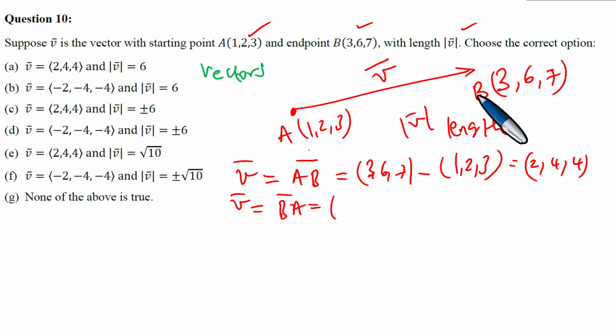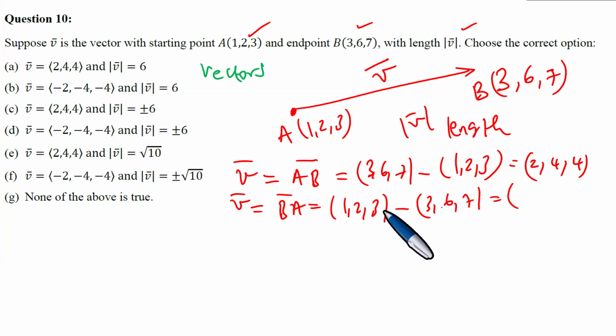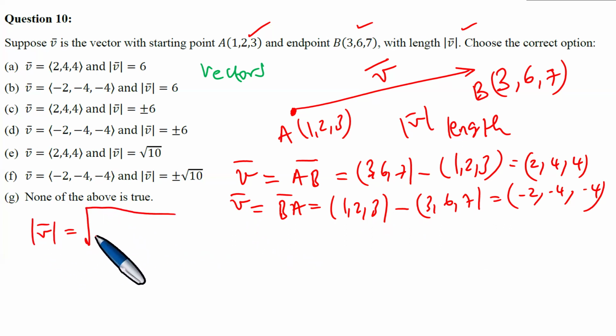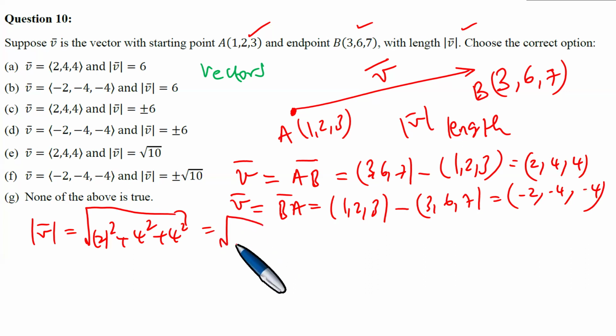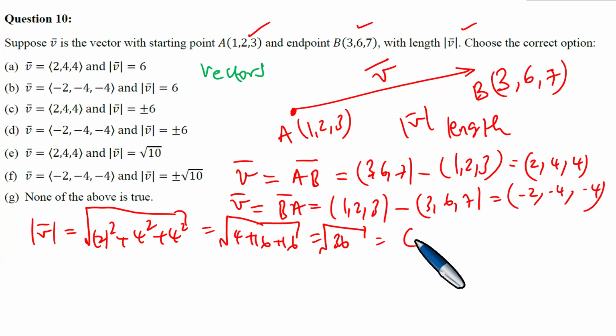If you move from B to A, then A is your final point. Then you have 3, 6, 7, and here 1 minus 3 is minus 2, 2 minus 6 is minus 4, 3 minus 7 is minus 4. Then you'd have the length of this. The length of the vector V is the square root of 2 squared, 4 squared, 4 squared: 4 plus 16 plus 16. What is 16 plus 16? It's 32, plus 4 is 36. And the square root of 36 is 6 units. This gives us the length.